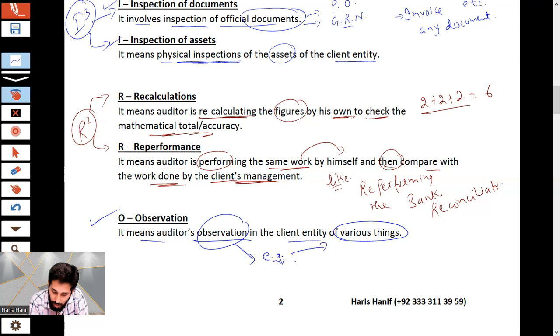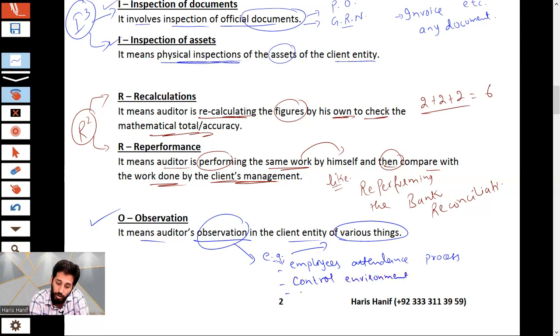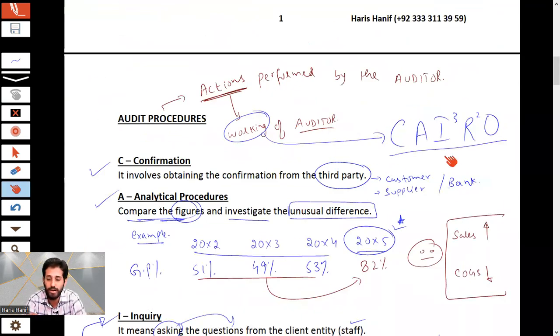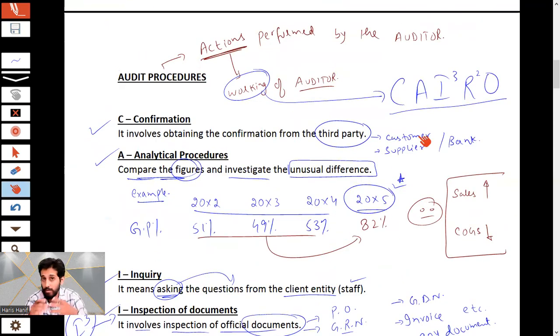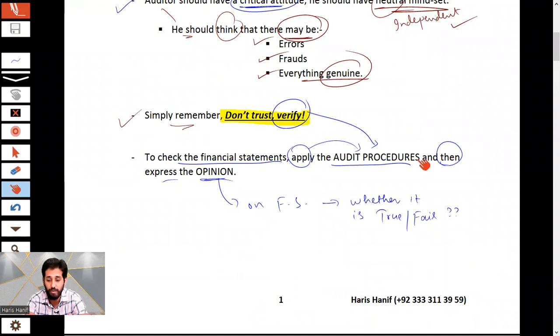Example, the employees' attendance process. You will be observing the control environment. Yes, the control environment. You will be observing the system. You will be observing the culture, etc. Because you are the auditor and you are auditing the organization's financial statements, and these things leave footprints on the financial statements. So these are included in the CAIRO audit procedures, because you don't have to trust, you have to verify it through the audit procedures.